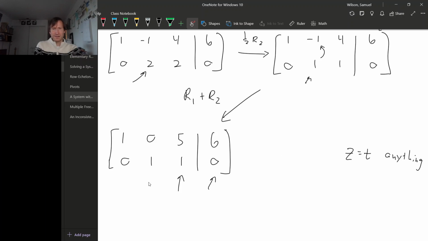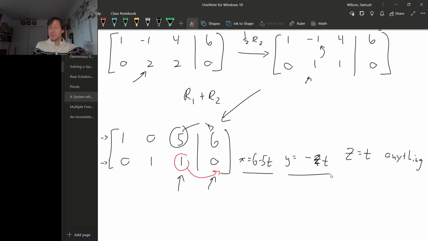Y is determined by this second row. So y is 0 minus z. Remember, in our heads, we have to take this 1z and move it to the other side. So y is minus z. And then the first row tells us that x is 6, and then remember, we have to move this 5z to the other side. So 6 minus 5z, but z is really t. Oh, so this z here should be t as well. All right, so our solution is x is 6 minus 5t, y is minus t, z is t, and t is a free parameter that can be anything.